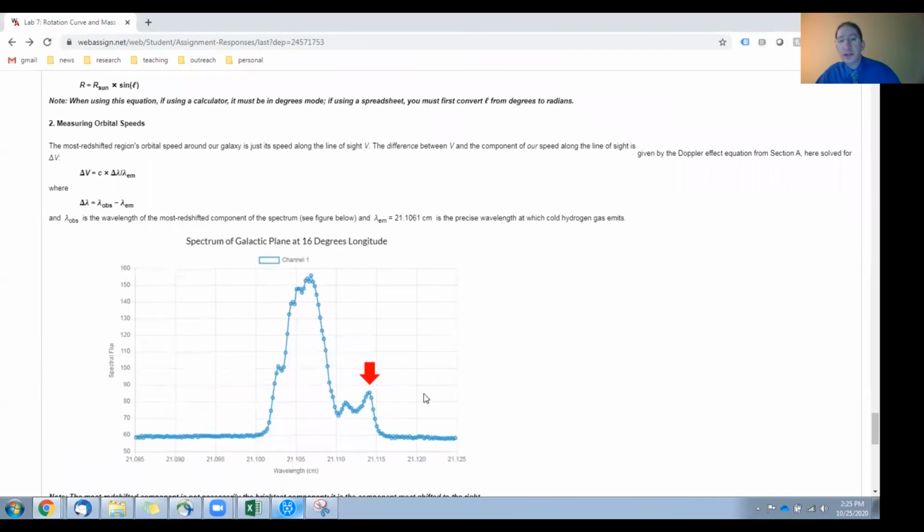Consequently, all you need to do is measure the wavelength of the most redshifted component. Here's another spectrum, and in this spectrum, the arms are not as cleanly separated as in the previous one. But all you need to do is to find the most redshifted peak. It's not necessarily the brightest peak. It's the one that's farthest to the right. Then measure the location of that peak to 4 decimal places. Input that in these equations, and you'll have the speed of this special region relative to us.